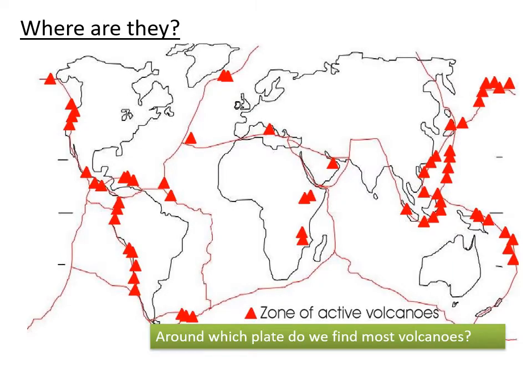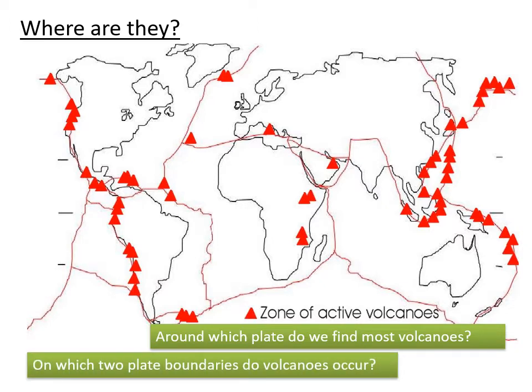Okay, so the second thing we want to do is where are they? You'll probably see from this simplified tectonic plate map that there are lots and lots of little volcano shapes, and I want you to think about these. First of all, where are the volcanoes? Around which plates do you find most volcanoes? And thirdly, on which two types of plate boundaries do volcanoes occur? You can use your notes from lesson 2 to help you answer that. So pause it now, write an answer to those 3 questions in rough, and then come back and I'll give you some answers.